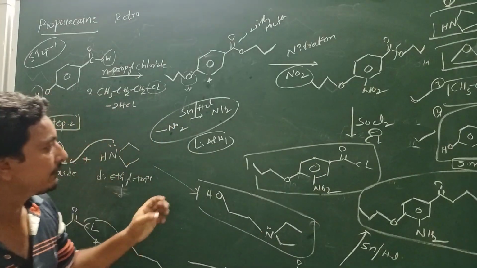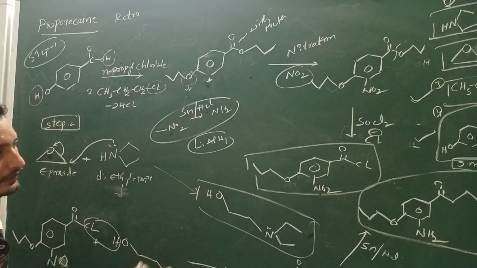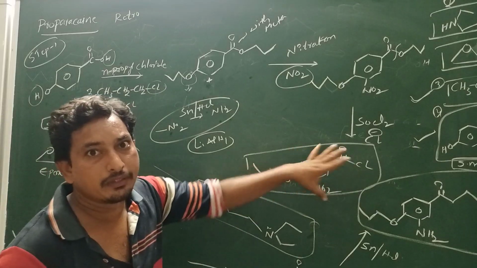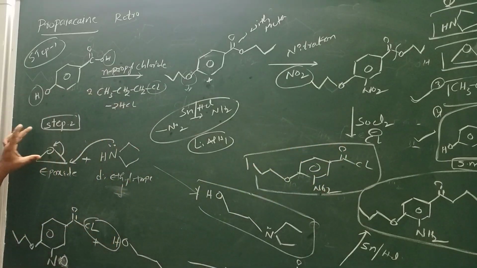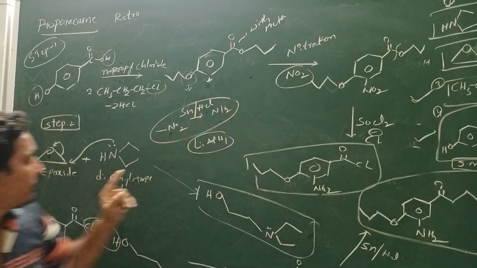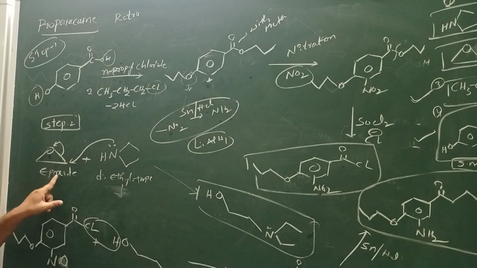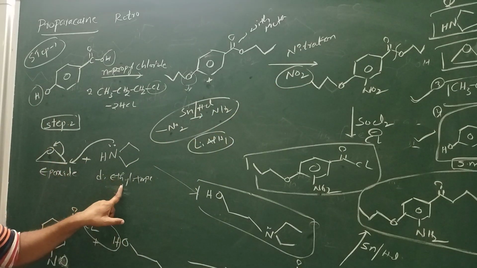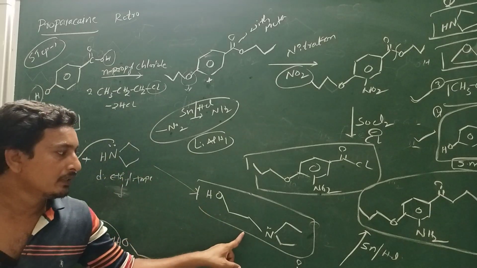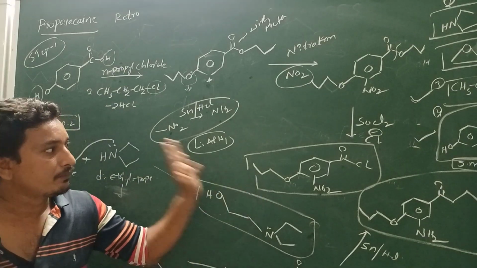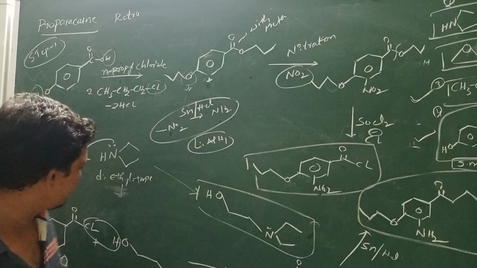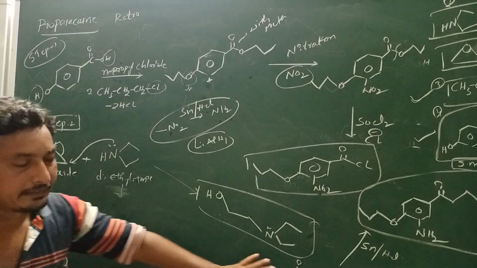This is the step 1 product, and we can go to step 2. In step 2, the reactant molecule is the epoxide. When the epoxide reacts with diethylamine, this compound is formed. This is the step 2 product. And from step 1 and step 2, the reaction takes place like that.